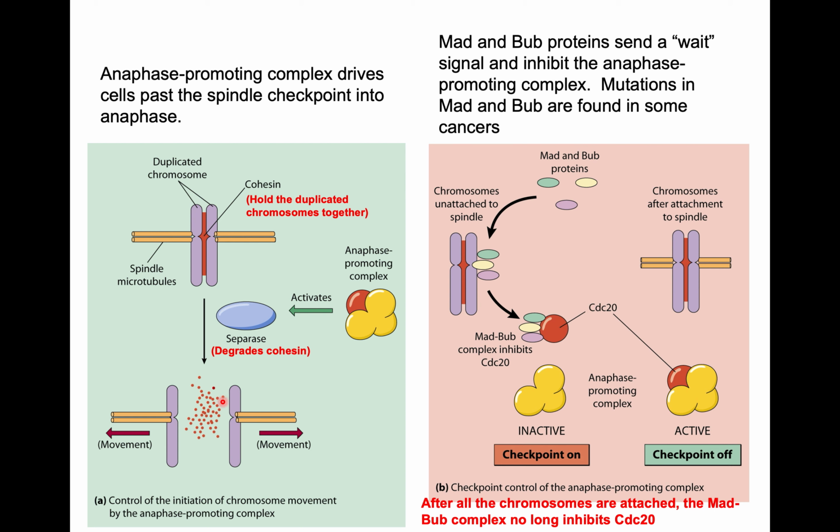We activate separase, etc. So imagine you have mutations in the MAD and BUB proteins. Now this quality control is gone, right? And cells are going into anaphase even when they shouldn't, even when the spindle is not attached properly. And so that's going to lead to all kinds of non-disjunction events and therefore lots of aneuploidy.